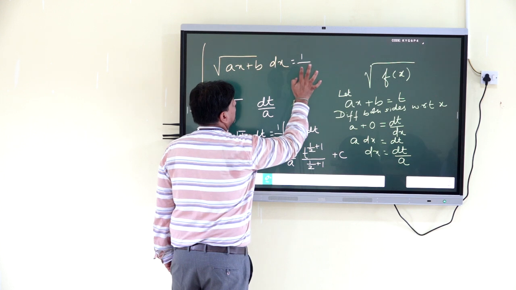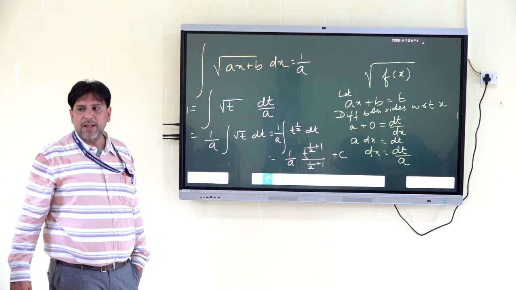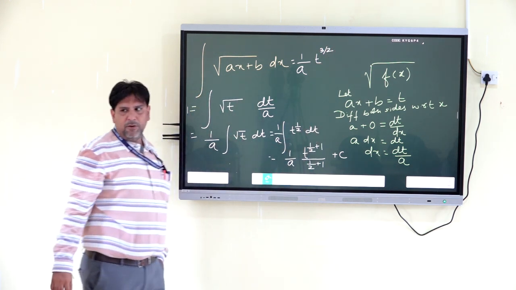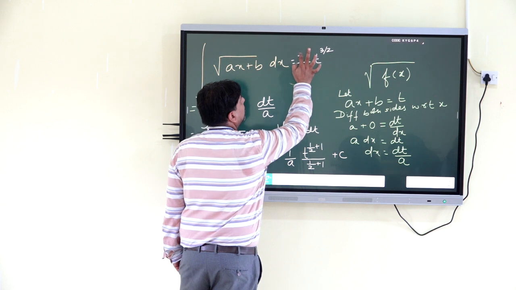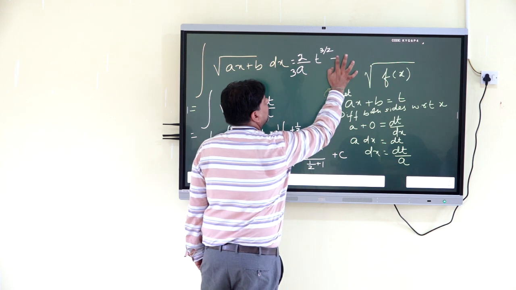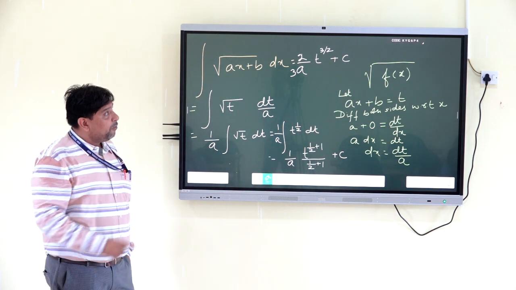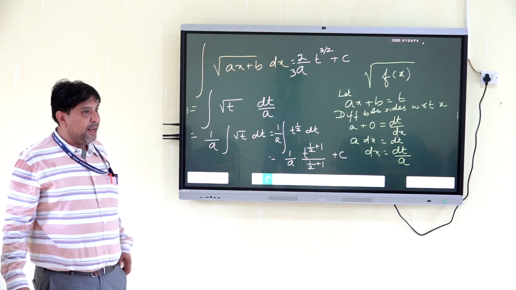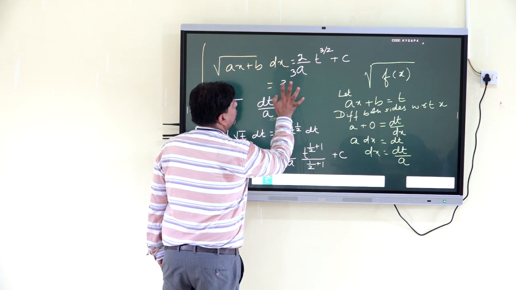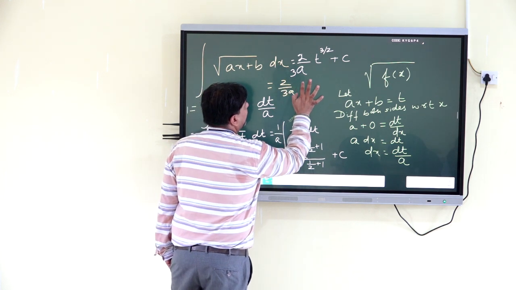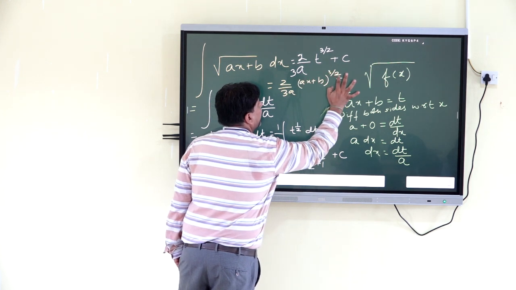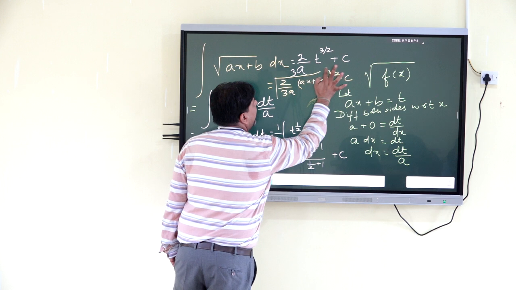1 by a, t to the power 1 by 2 plus 1 is t to the power 3 by 2, divided by 3 by 2. So 1 by a, and the 3 by 2 becomes 2 by 3, plus c. But what is t? t is ax plus b. So in place of t, my answer is 2 by 3a, (ax plus b) whole to the power 3 by 2, plus c. This is my final answer.